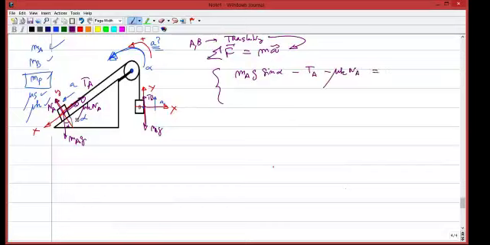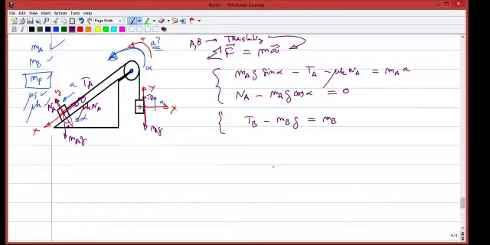and this is equal to MAA. Same as before, except we're going to keep TA. In the y, NA minus MAg cosine alpha is equal to 0 because there's no acceleration in my y-axis. And then for object B, TB minus MBg is equal to MBA. So exactly the same equations as before.